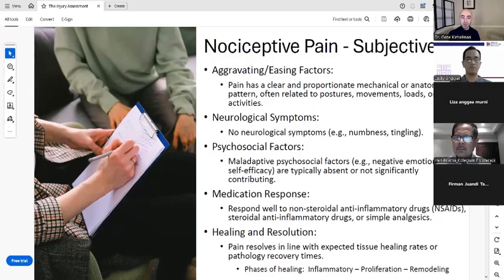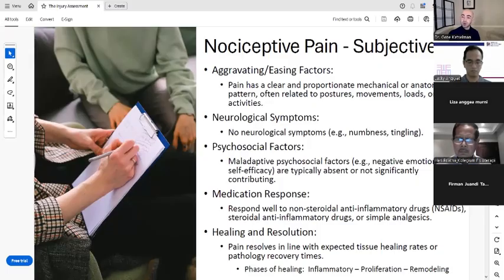So in nociceptive pain, it's going to be very consistent. The patient's going to say, every time I bend backwards, it hurts. But if I bend forward or if I don't bend backwards, it doesn't hurt. So it's a very clear pattern. That is a typical nociceptive pain condition. In terms of neurological symptoms, there's going to be no neurological symptoms. We'll talk about neurological symptoms, but that's going to be your neuropathic conditions.